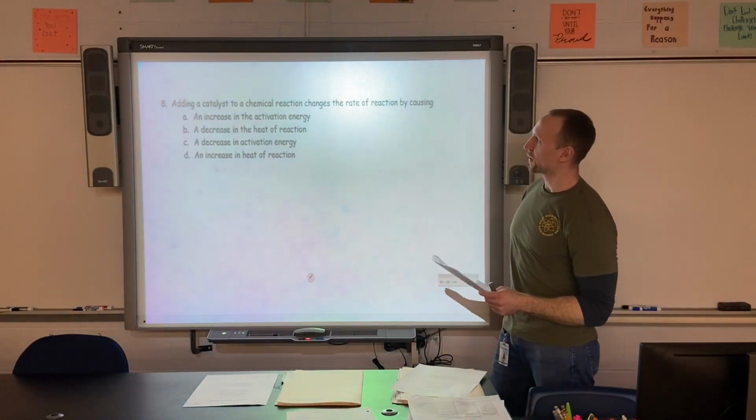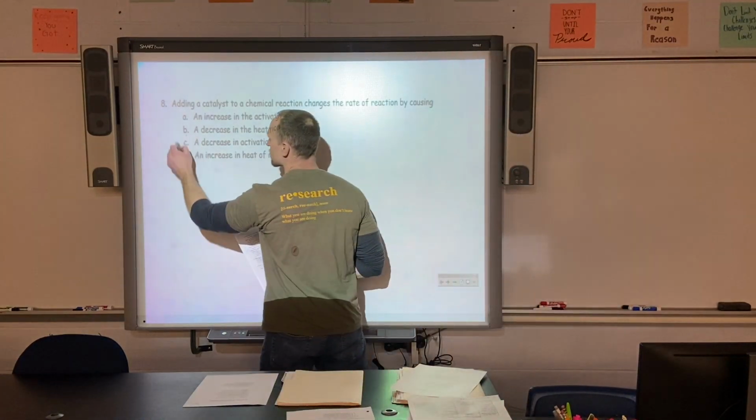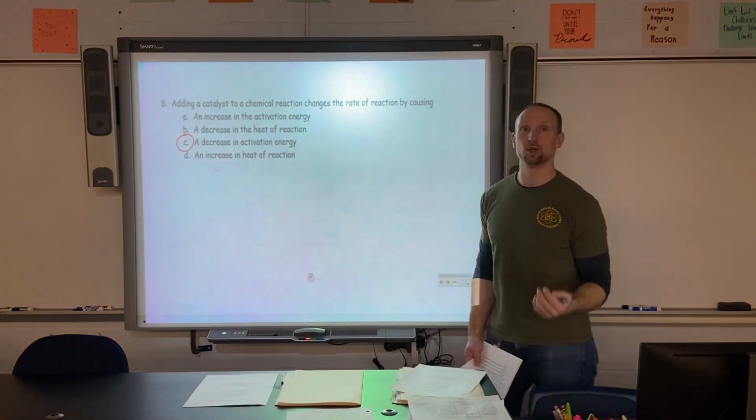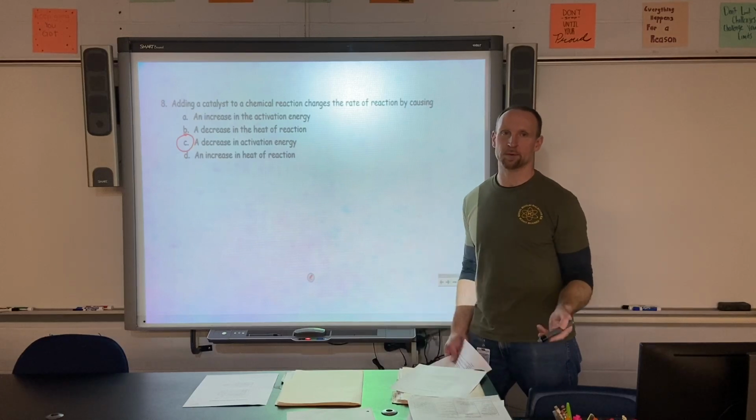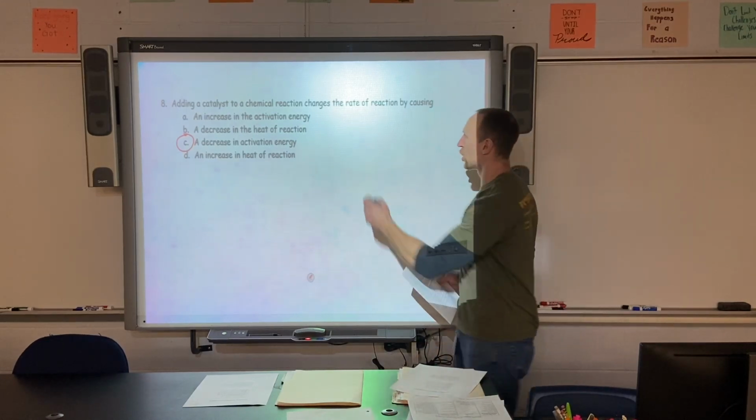Next up, number 8. Adding a catalyst changes the rate of reaction by decreasing the activation energy, lowers the hill, or sometimes the Regents likes to say provides an alternate pathway. It's that lowered hill.